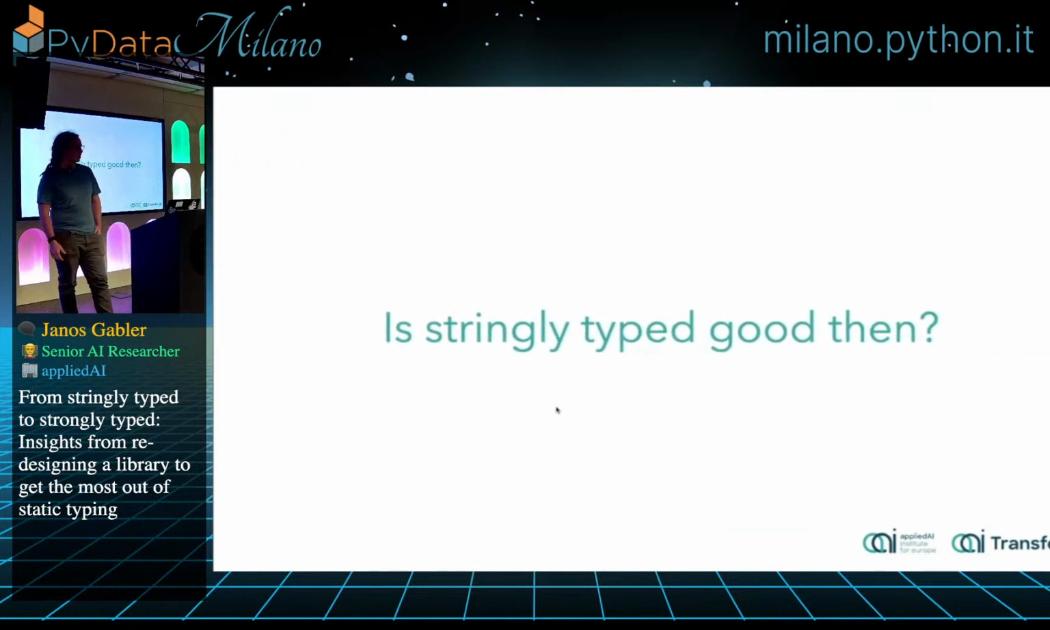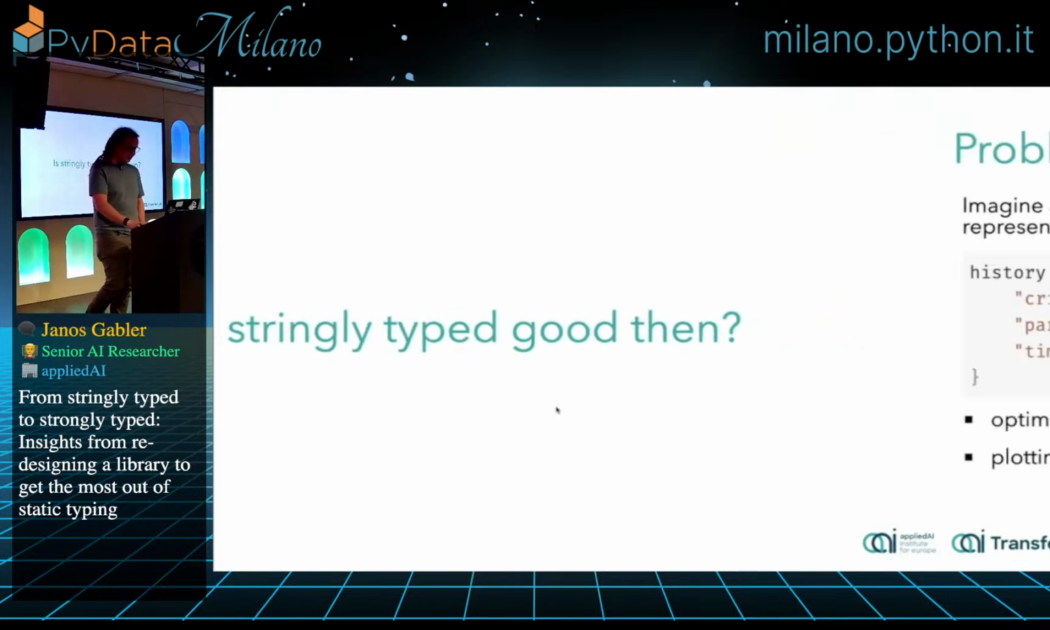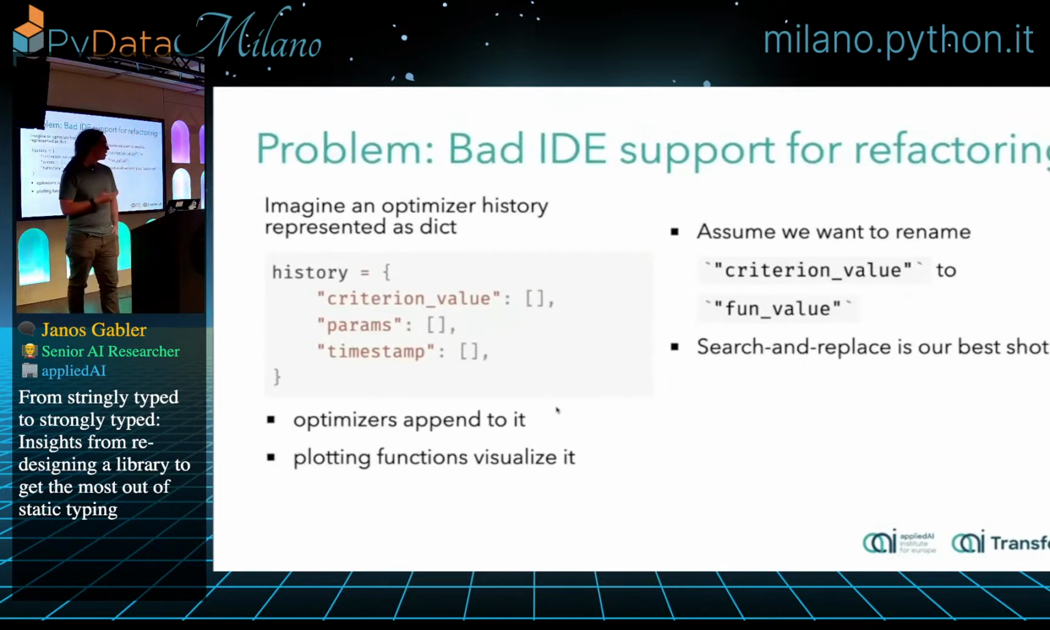So the natural question is, is this a good idea then, to write code like this? The rest of the talk is going over problems of stringly typed code and also showing solutions that we chose in optimagic now, but which could also be applied to many other libraries. The first one is a very internal one. Again, this is an example from optimagic.